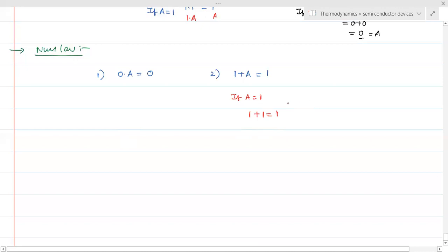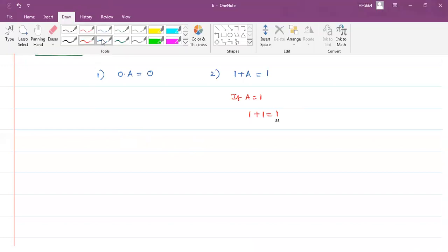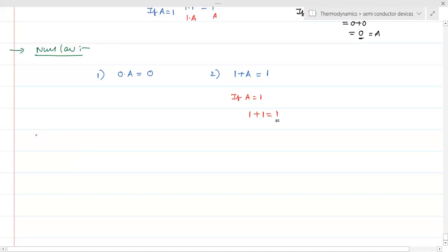1 plus 1 అంటే 2 రావాలి కదా అనుకోవచ్చు. 1 plus 1 equivalent to 1. ఎందుకు 1 అవుతుంది అనేది మనం with the diagrams we are going to explain within few minutes. Okay, this we need to remember. So the next one I'm taking is important and useful.